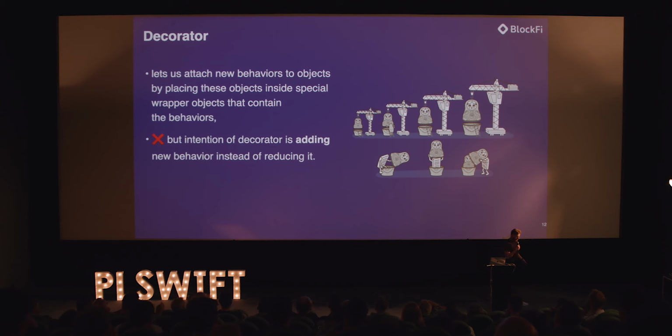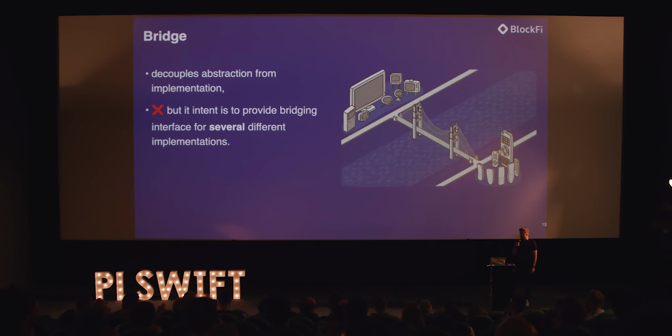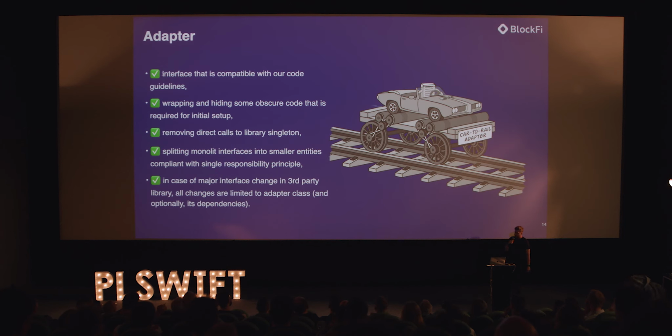Then we go to decorator, which, as the name says itself, decorates our library, but we want to limit its usage and limit its capabilities to fit our use cases. And the last one is bridge, which basically makes one interface for several implementations, excuse me. So this brings us to the natural conclusion, which is adapter. And adapter is really great because we can create an interface which is compatible with our code base.